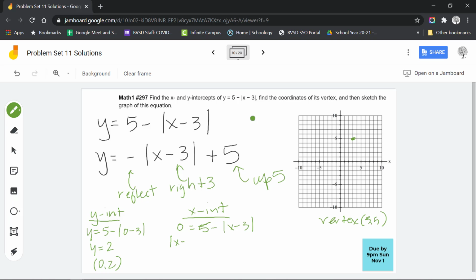So that I can see that I've got x minus 3 in absolute value bars equals 5. But of course that means either x minus 3 equals 5 or x minus 3 equals negative 5. So then I've got x equals 8 and x equals negative 2. So my two intercepts are going to be 8, 0 and negative 2, 0. So here's 8, 0, and then we've got negative 2, 0. And of course my y-intercept was 0, 2. So we can see that this just ended up being this upside down and translated absolute value graph.